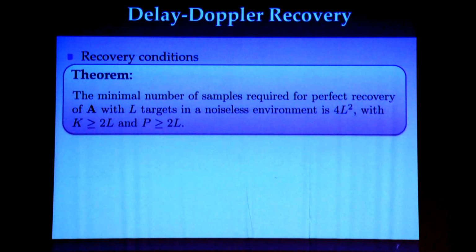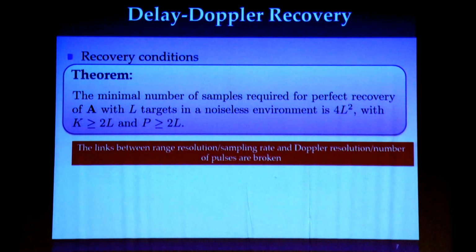And the answer is, just as before, we need a total of 4L² samples, where we have at least 2L pulses and at least 2L sample pulses. So this actually breaks the range resolution and sampling rate link, as we saw today in Omer's talk. The new thing is that we break the Doppler resolution and number of pulses link here.